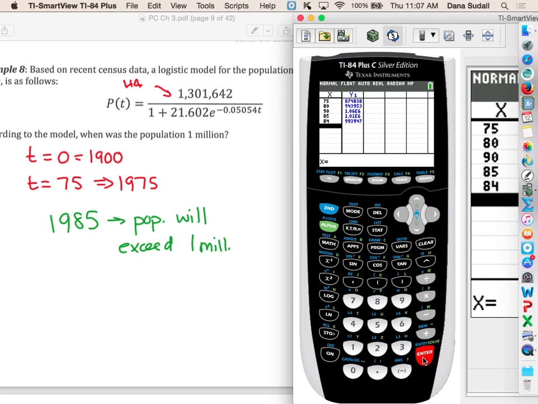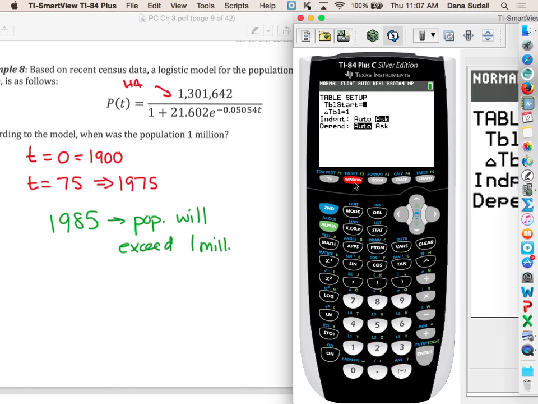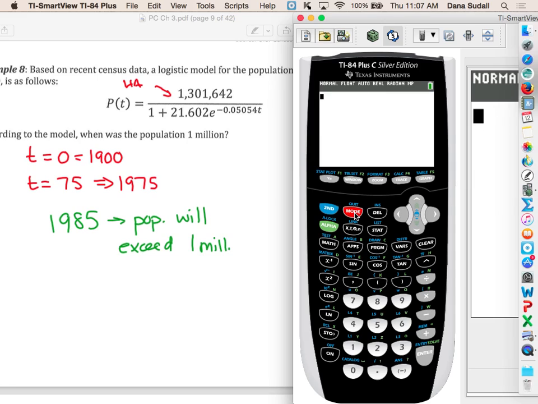I should say this too. If you can't type values into your calculator like we're doing, hit the second key and the table set key, which is the window button, and make sure independent has ask highlighted. Don't worry about what table start or delta table are. We don't need that. Just ask for the first one, auto for the second one. You should be able to type values in. All right, that's it. So you have the homework problems to do over the weekend, and you're good.